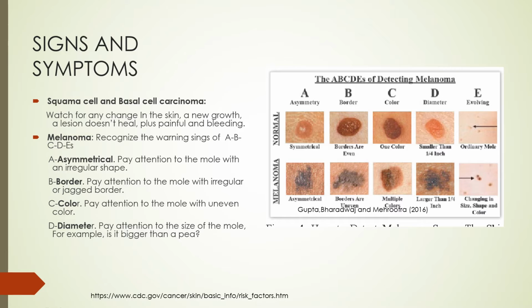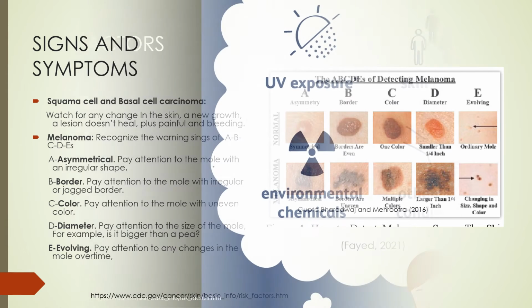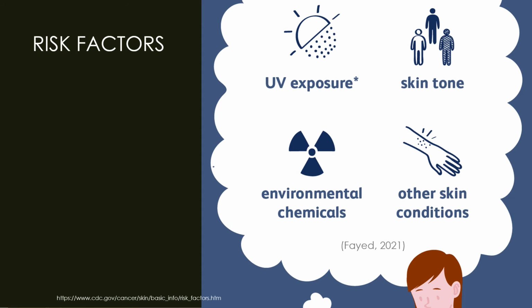For the diameter, basically if the size is bigger than a pea, that's something you need to go to a derm clinic to get checked out. And E is for evolving. So basically, if there are any changes in size or shape, check it out.